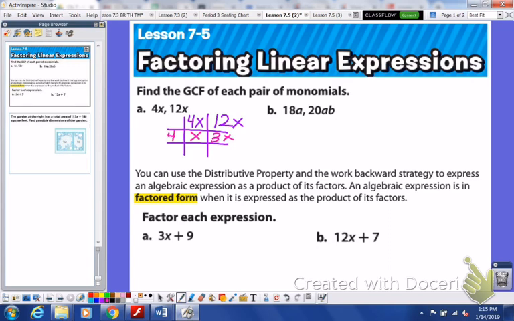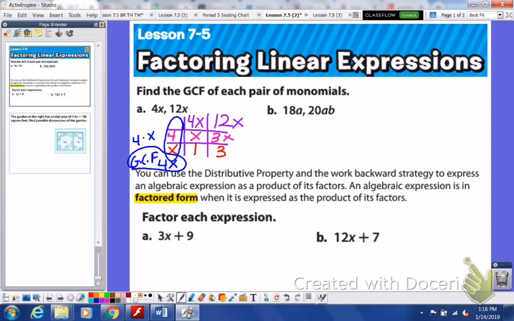Now if I look at my variables, I notice that there's an x in both of them, so I can remove an x. x divided by x is 1. 3x divided by x leaves us with 3. So then my GCF, just like you told me previously, you multiply what's out here. 4 times x, my GCF would be 4x.